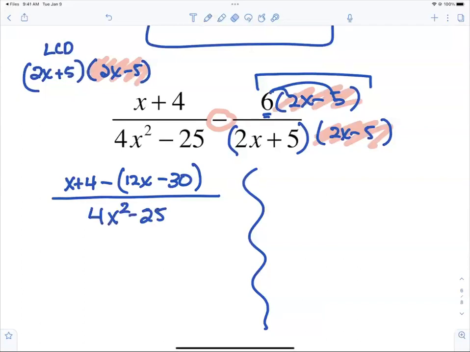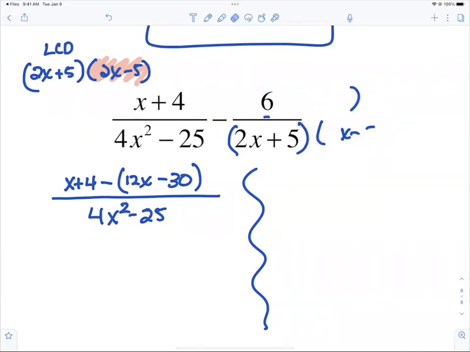Some students choose to process it this way. And I'll write this again with less, and then you can decide which method you like best as we go through the skill. So here I'm introducing 2x minus 5.